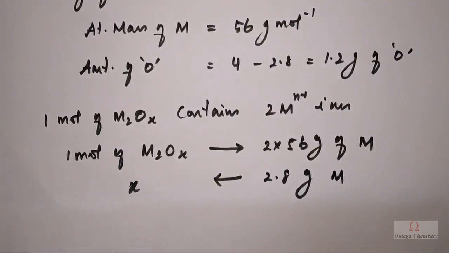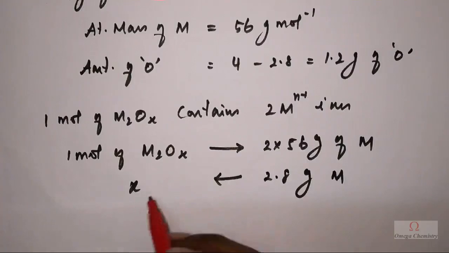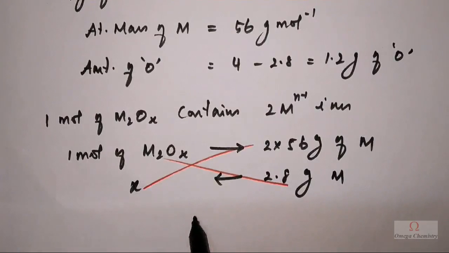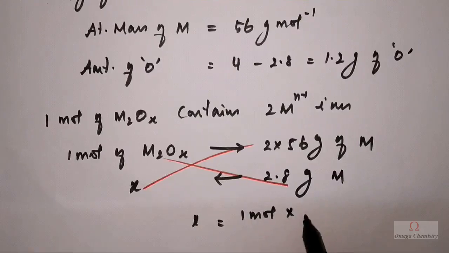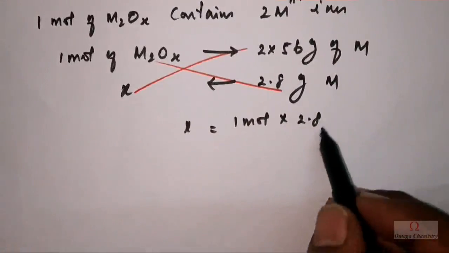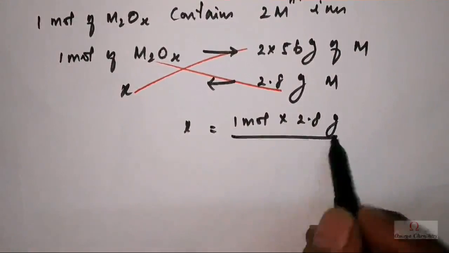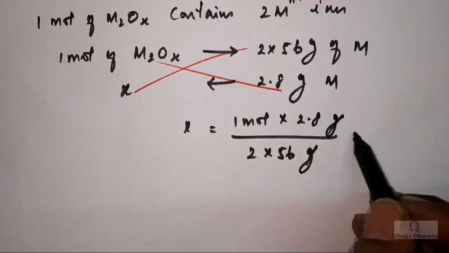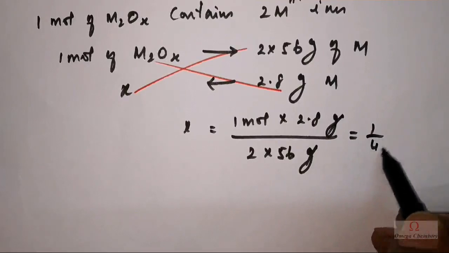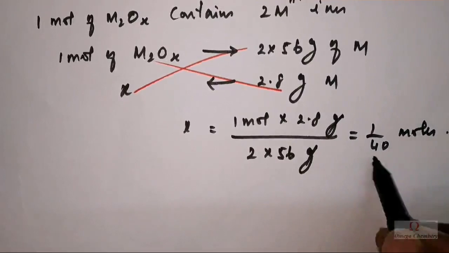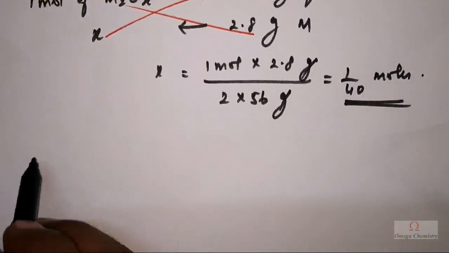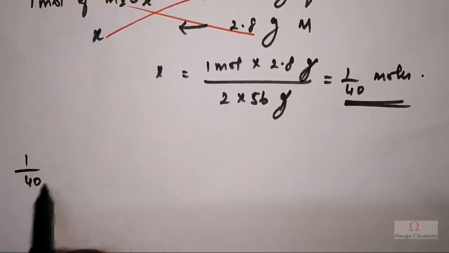I am going to call it X, and then upon cross multiplication will give me the value of X, the number of moles, that is 1 mole into 2.8 grams divided by 2 into 56 grams. So these grams will get cancelled, and I will get 1 by 40 moles. I am not going to simplify this. 1 by 40 moles.